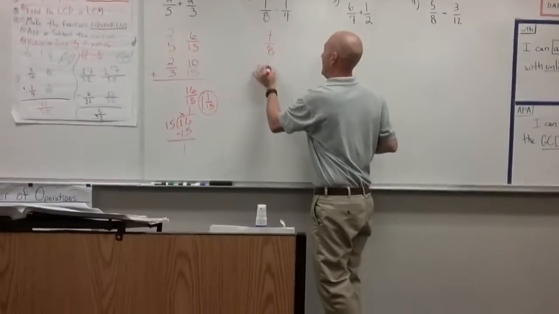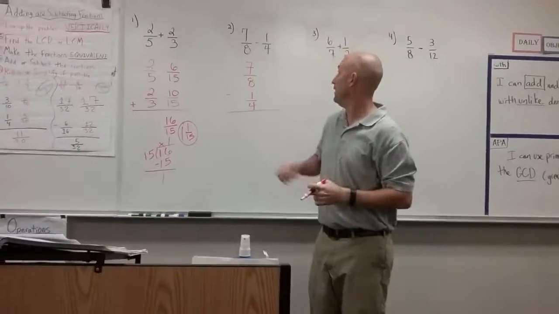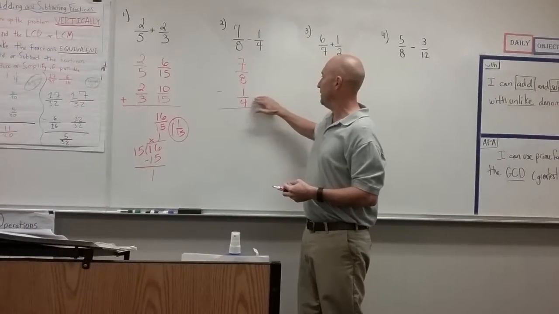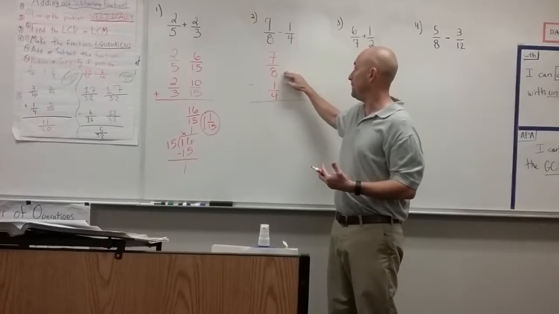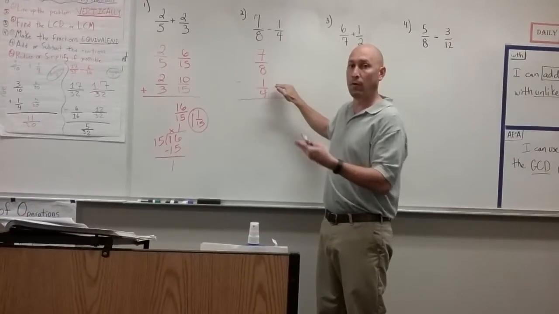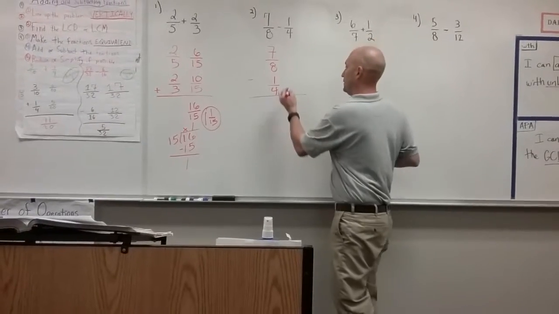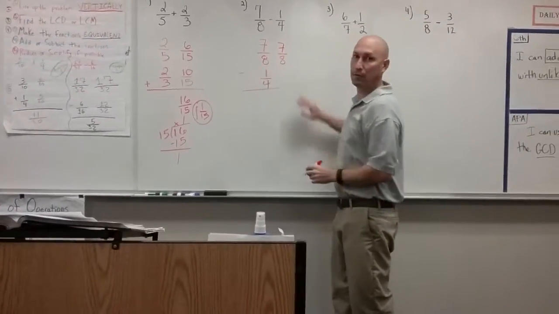7/8 minus 1/4. Now I want to ask myself, where's the first time that 4 and 8 are going to meet? It just so happens that one of our denominators is the lowest common multiple. If I skip count, 4, 8, 12, 4 meets at 8 first. So I'm going to bring over my 7/8.